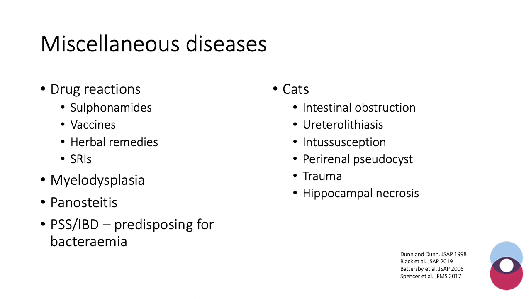Portosystemic shunt and IBD might predispose animals to developing bacteremia, and were reported as miscellaneous causes in some of the older papers. In the study from Sarah Spencer, cats were grouped into miscellaneous if they had intestinal obstruction, urethral lithiasis, intussusception, perivenous pseudocyst, trauma, and hippocampal necrosis, all causing an increase in temperature.